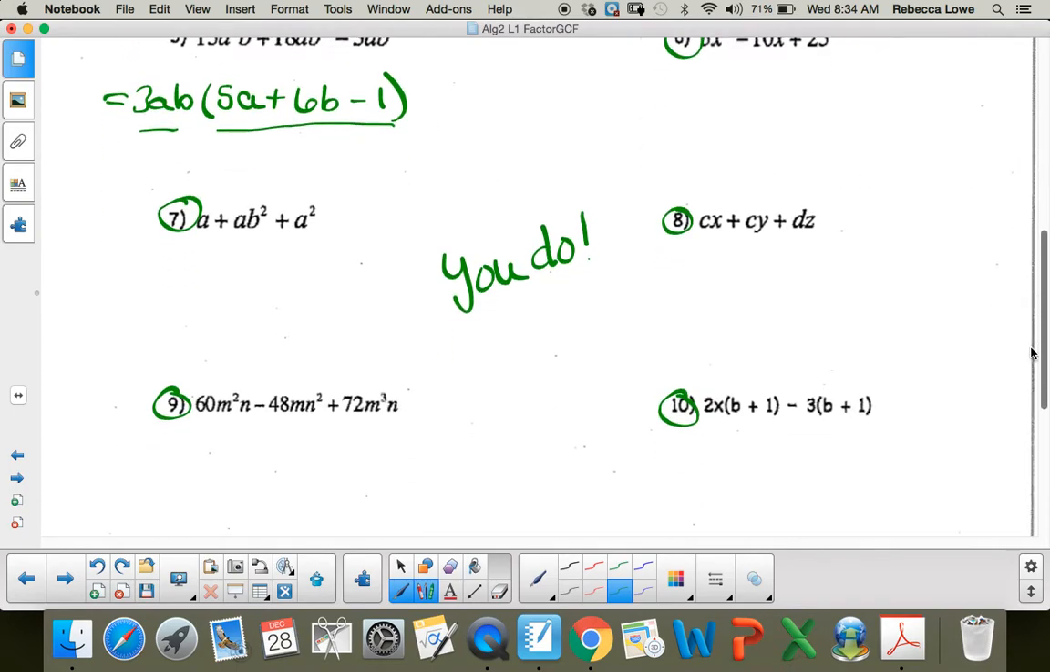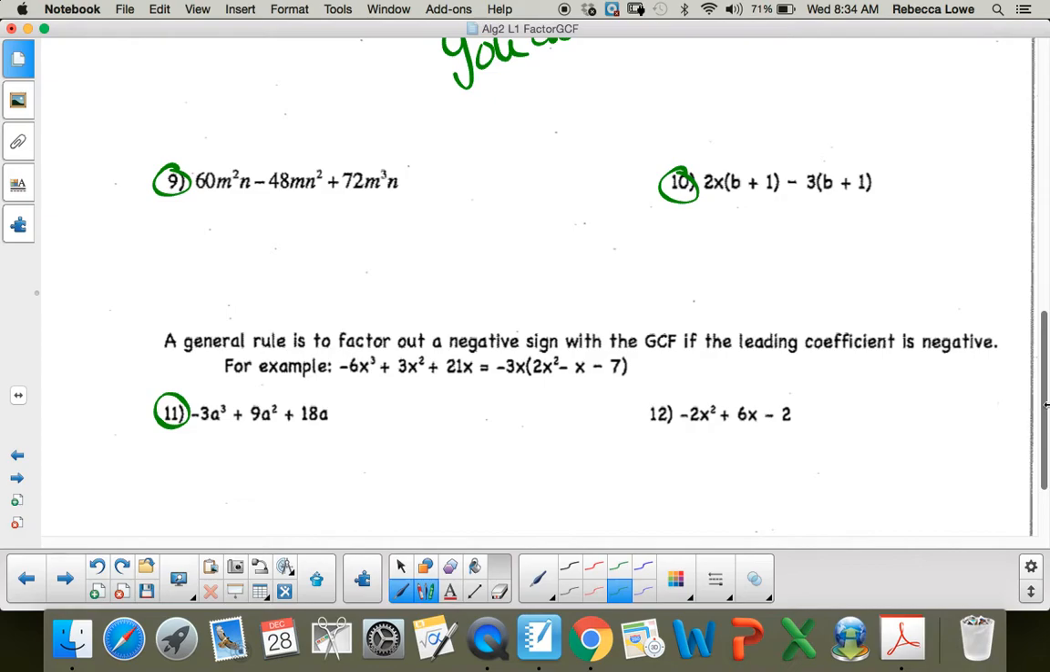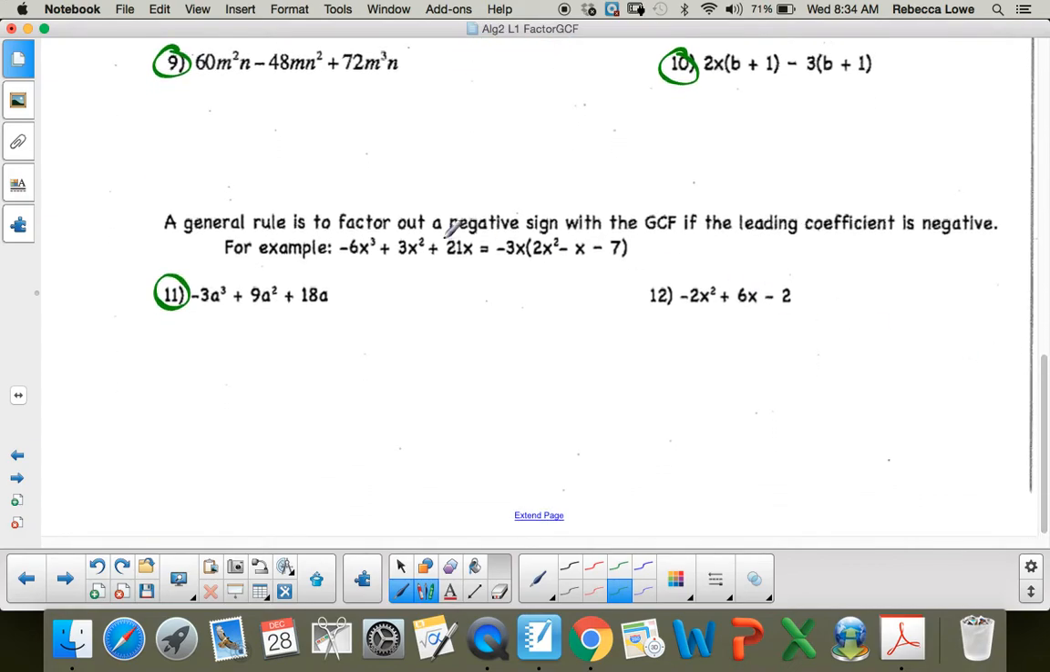So you're trying 6 through 11, and then I'm going to do number 12. So a general rule for factoring is that if you have a leading coefficient of a negative, that you factor out the negative. So notice that this polynomial is in standard form. It goes from highest exponent to lowest, but the leading coefficient is a negative. You should pull out a negative common factor. And that's what we did here. We pulled out a negative 3x. These signs switch.